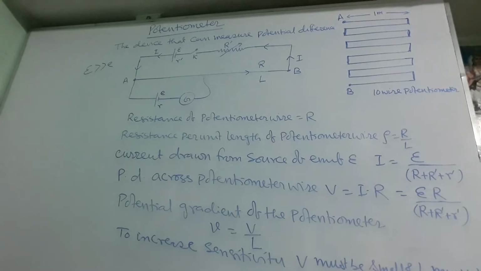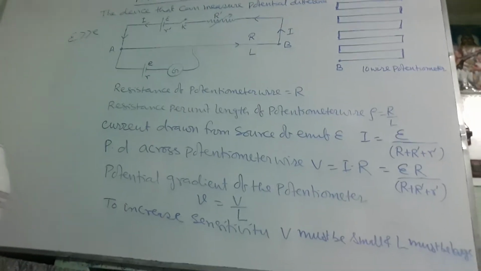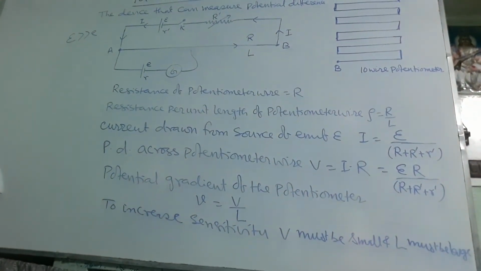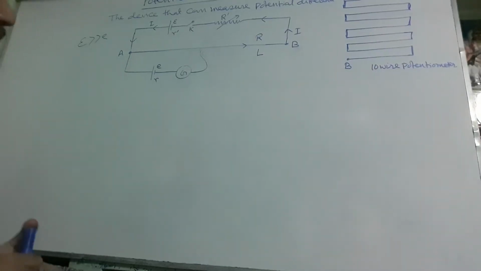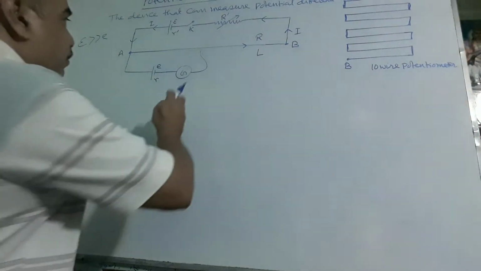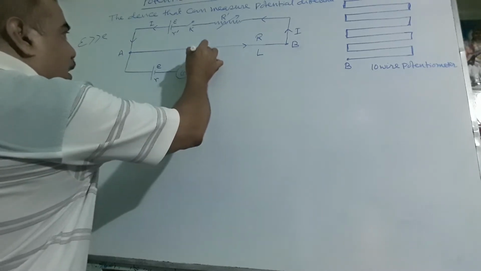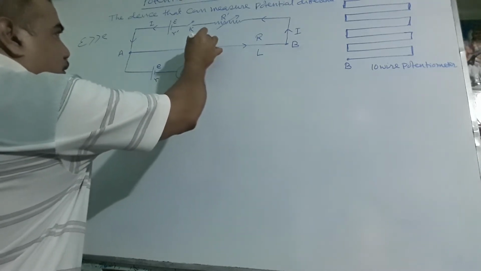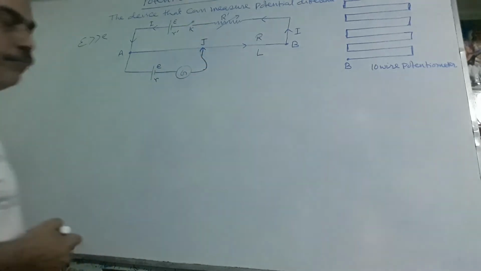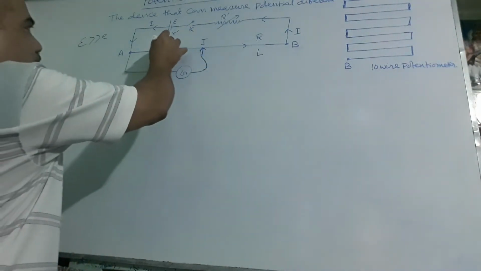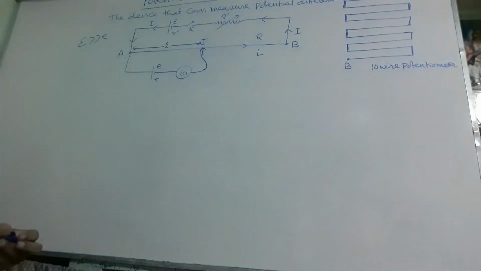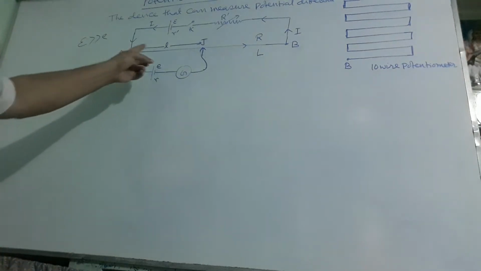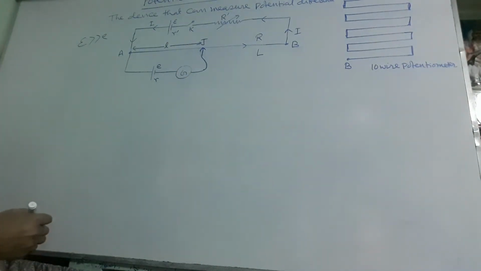So if we are taking a 10 meter long wire for the same potential difference, naturally it will be more sensitive. So this way we can... now if this galvanometer terminal is connected to point J, suppose this jockey is connected here, this is the point which is at a length L from this point A, then what will be the potential difference across this length?